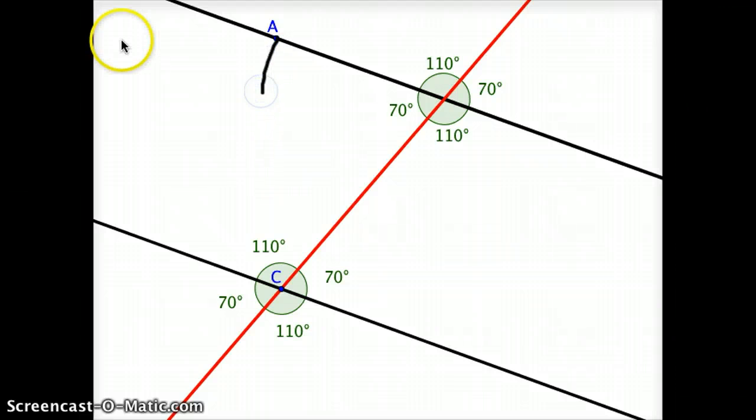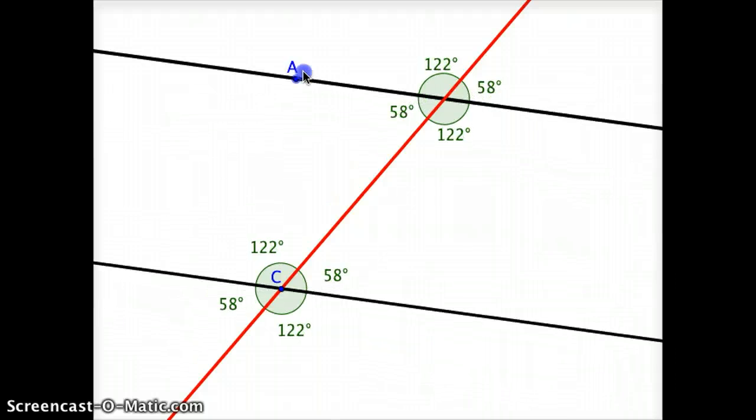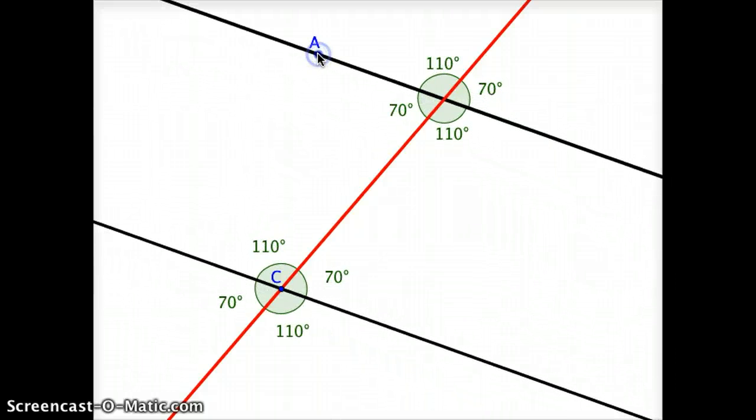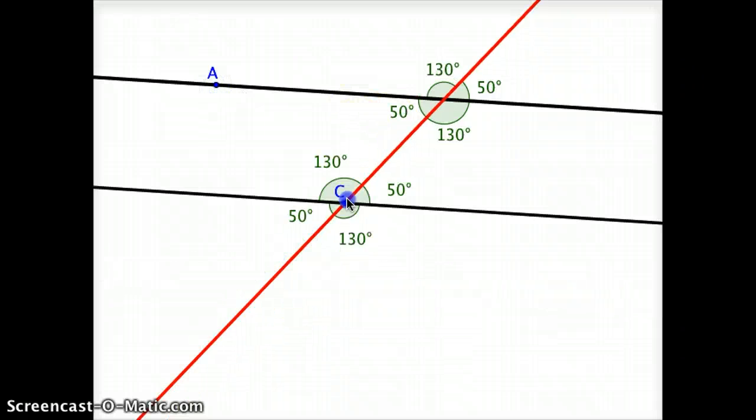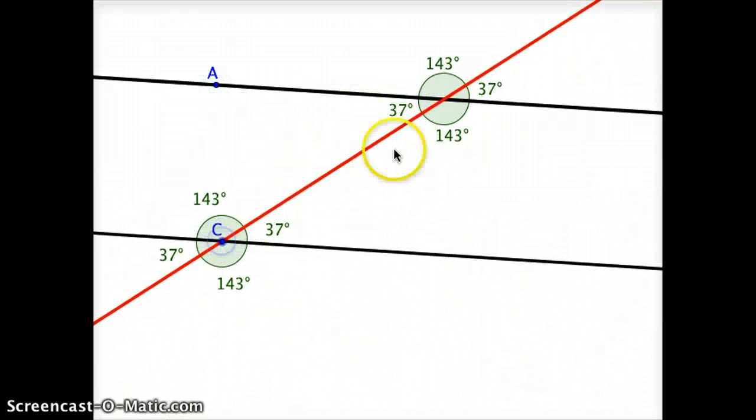No matter where you set your parallel lines, I'm using nice numbers that we can add easily, like 110 and 70, but you could use any position for these angles. I can move these lines up here, and you'll see, for example, you still have corresponding angles here, 37 here with 37 down here. So I hope that helps. Thanks.